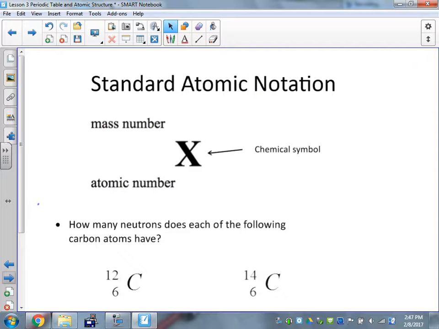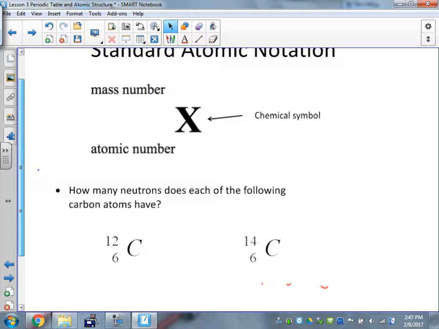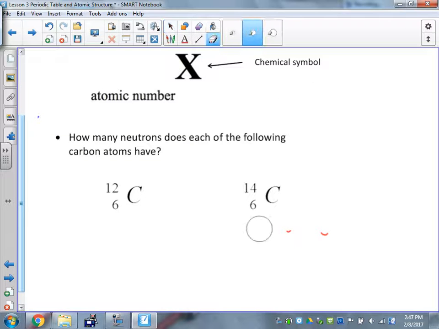So, in this case here, guys, let's get you to fill this in real quick. Let's take a break here. Go ahead. I want you to tell me how many neutrons each of the following has. You might as well tell me how many protons, electrons, neutrons each one of these has. Go ahead, do that real quick.